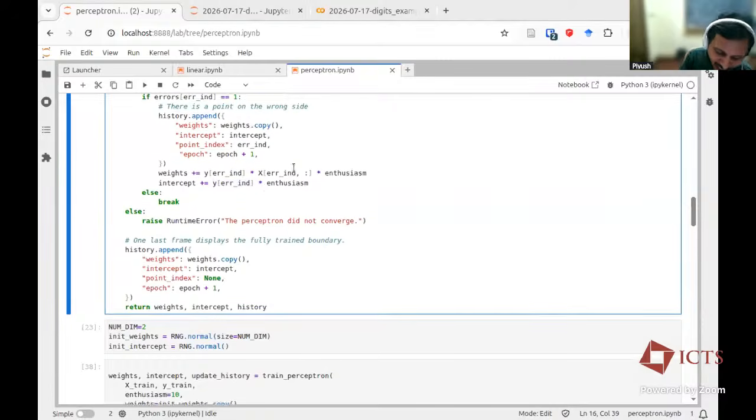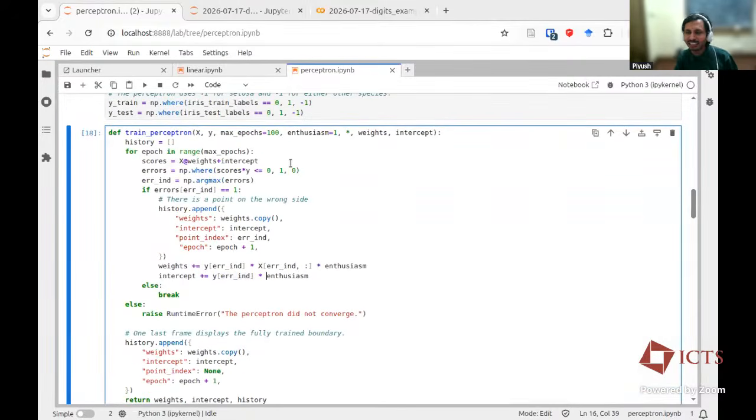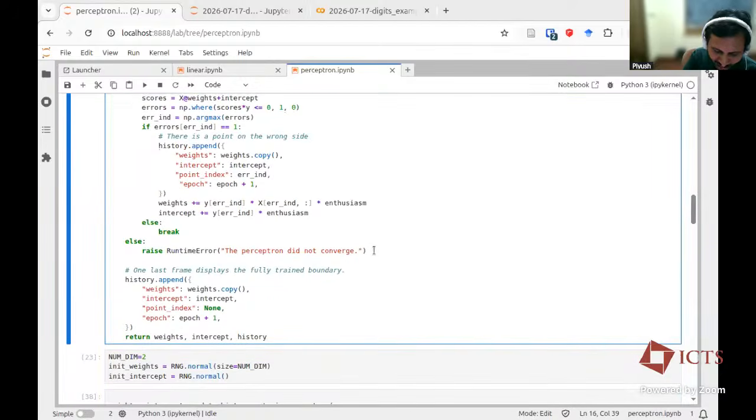And then there's also, again, the same enthusiasm thing. How enthusiastic are we? We have to move in this direction, but how much do we move? That is what this enthusiasm is. Okay. That's the perceptron, and it will keep doing this as long as it finds an error. When it has no errors, it will stop. Okay? Because then there are no errors, it has found an answer, and it's good.